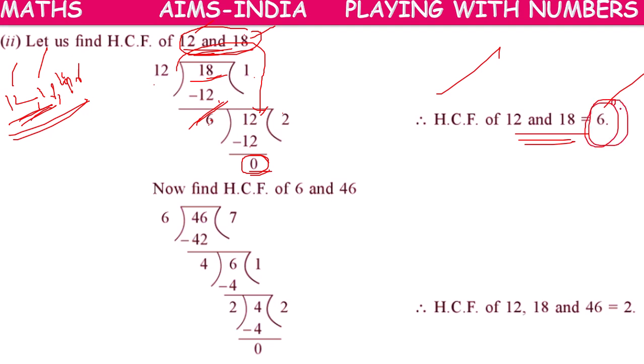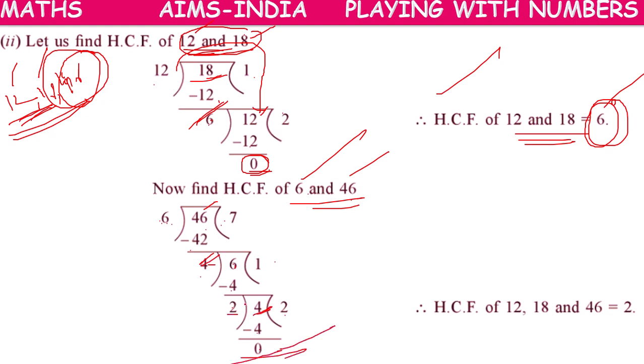With that 6, we take the pending number 46. 46, the larger number, will be the dividend. The smaller number 6 will be the divisor. 6 times 7 is 42. 4 is the remainder. This 6 will come here. 4 times 1 is 4. 2 is the remainder. This 4 will come here. 2 times 2 is 4, remainder 0.